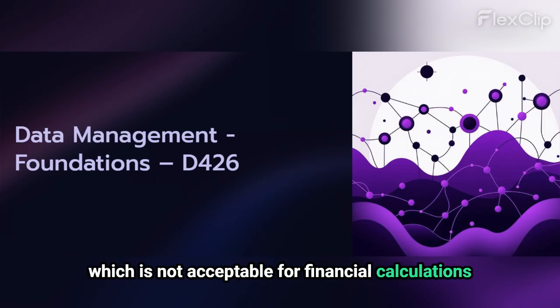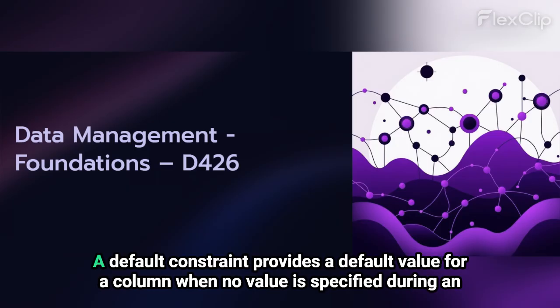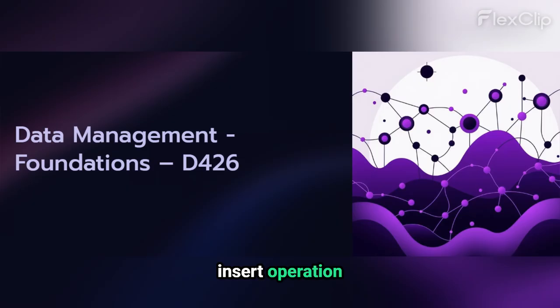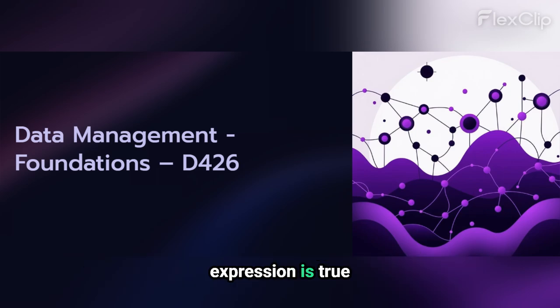SQL constraints. What is a default constraint? A default constraint provides a default value for a column when no value is specified during an insert operation. What is a check constraint? A check constraint limits the value range that can be placed in a column by evaluating whether an expression is true.